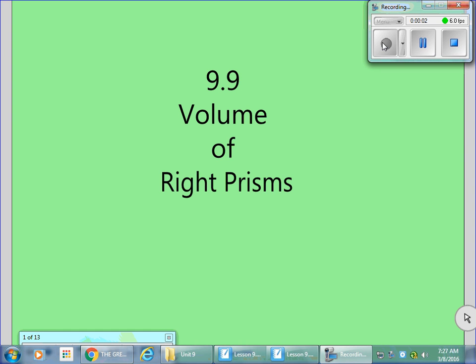Good evening, fifth graders. Tonight we're going to be doing some more challenging volume problems. But the excellent part about this is it's the same exact concept. Big B times the height. Big B equals area of the base times the height. So let's take a look at some problems here.